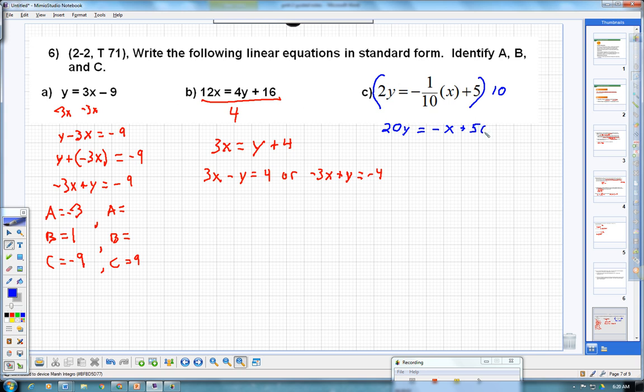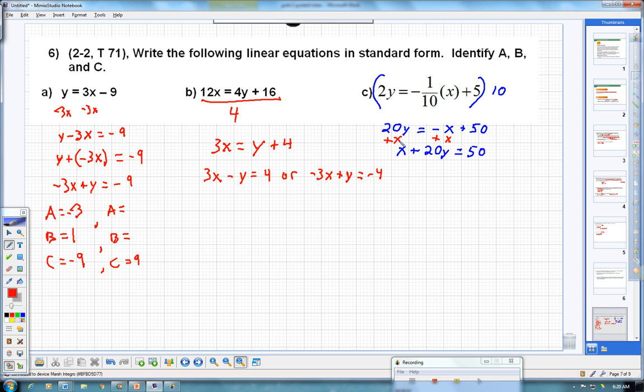Once we break it down to this, we can rearrange. You could add x to each side to get x plus 20y equals 50. And I do want you to show that, adding x to each side. That's one way of writing it. You could also have negative x minus 20y equals negative 50 as well. So again, if you didn't show that work, add x to each side.